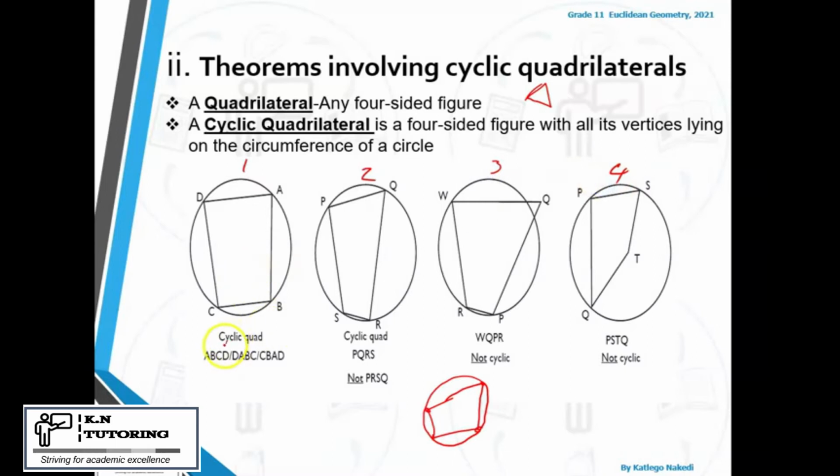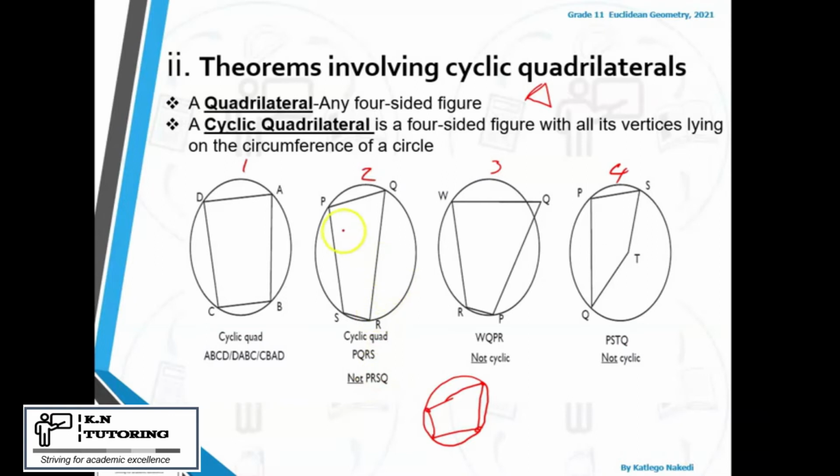It says cyclic quad ABCD. Whether you call it ABCD, or you say DCBA, or CBAD, it doesn't matter which direction we are taking. As long as all these 4 vertices are touching the circumference, it's a cyclic quad. Okay, again, they say cyclic quad PQRS. So PQRS. But they say PRSQ is not a cyclic quad.